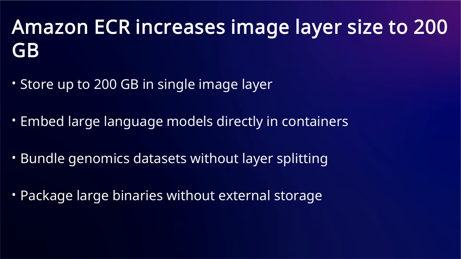You can bundle genomics datasets without splitting them across layers, simplifying data packaging. You can package large binary dependencies without requiring external storage systems. This eliminates the need for workarounds when dealing with large assets. Images pushed using the AWS SDK or CLI remain limited to 50 GB. This feature is available in all AWS regions where Amazon ECR operates except Middle East, Bahrain, and UAE.